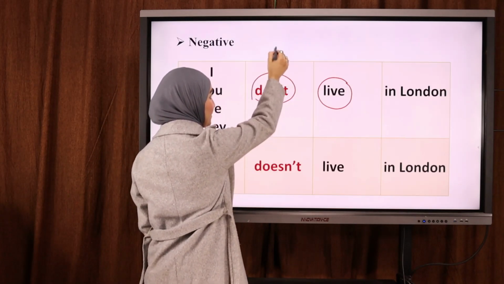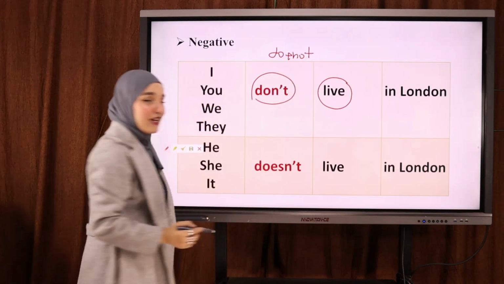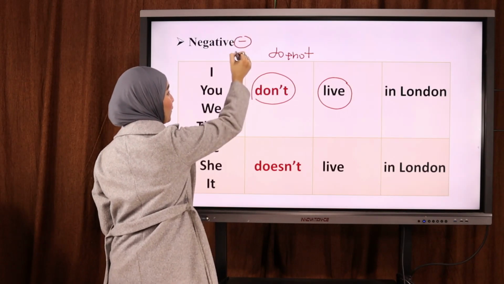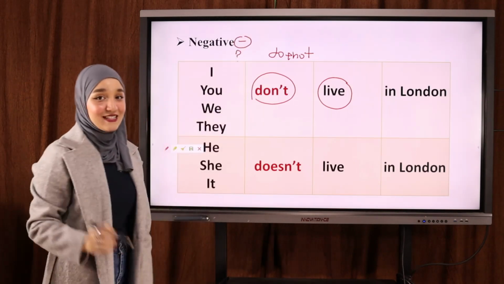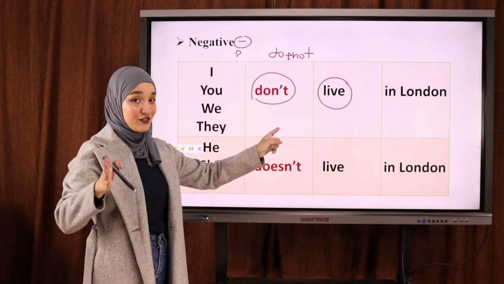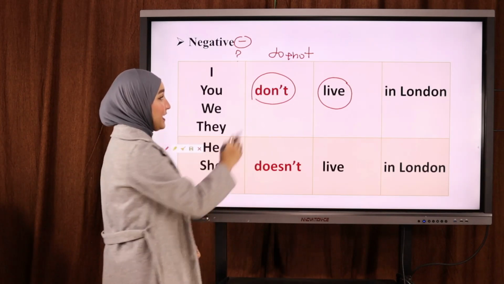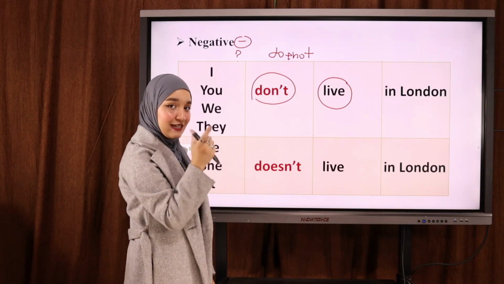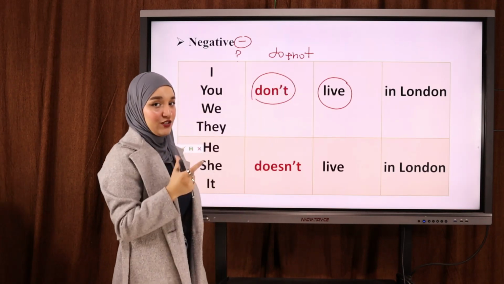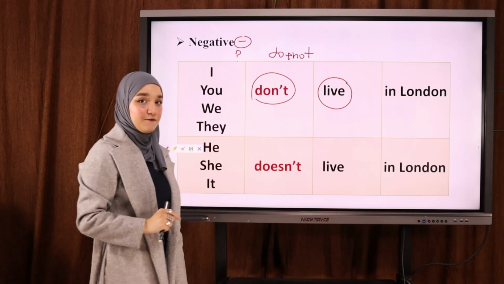Remember the auxiliary do? Remember? I told you that we only use it with the negative form and the questions. Okay? So this is why we need the auxiliary do. So don't here is a contraction. It is the contraction of do not. Do not becomes don't. Okay?